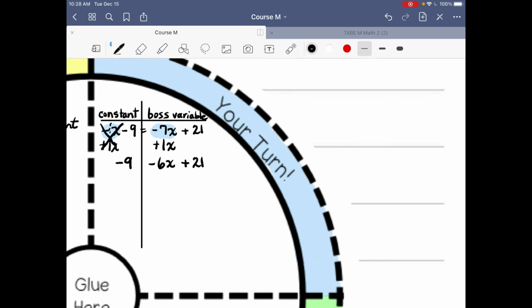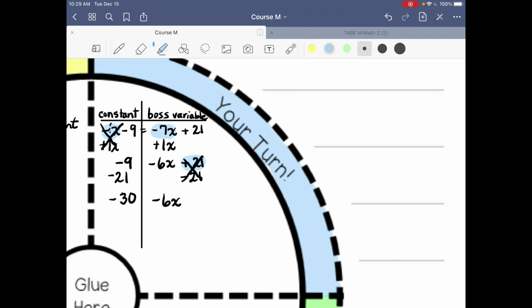And ask yourself, of the negative 9, the negative 6x, and the plus 21, what needs to move? What's on the wrong team? It's this one. So I will minus 21 on both sides, cancel where I can, and copy. Negative 9, negative 21, that's a total of negative 30.